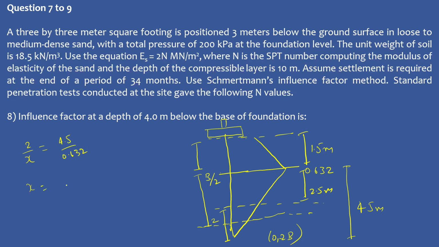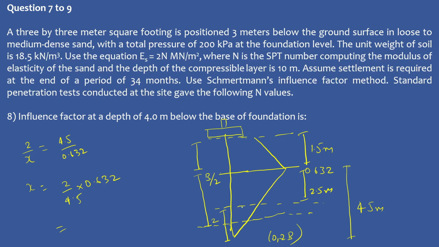Assume it's X value. So I think, is it the answer? 2 by 4.5 into 0.632. How much are you getting? 0.5056. Because at 6 meters it is 0, between them interpolation. Otherwise, similar triangles you can take. Yeah, I have taken the similar triangle.